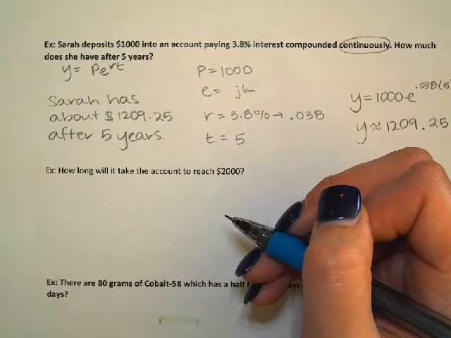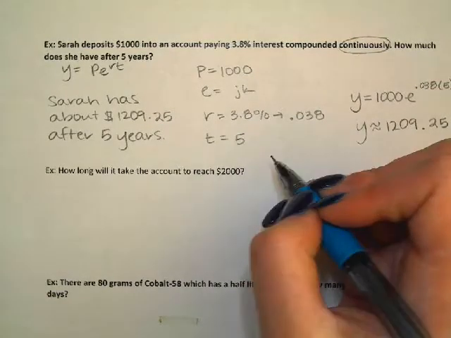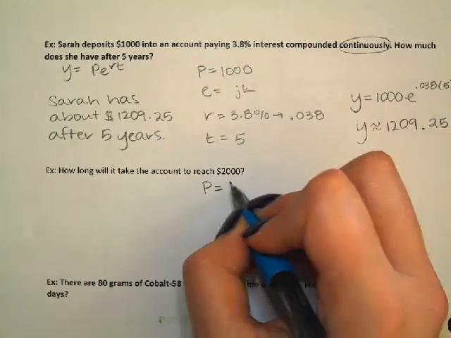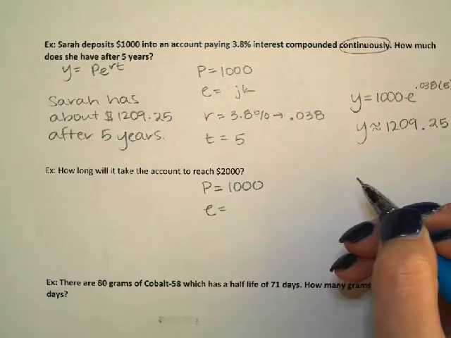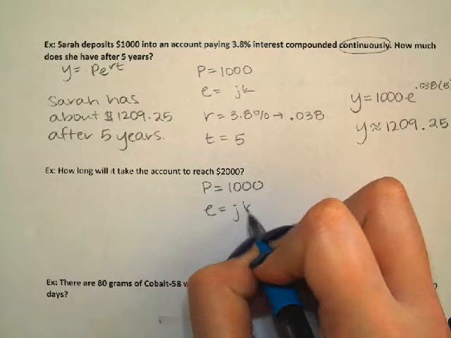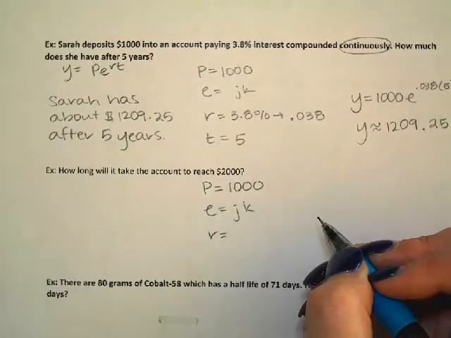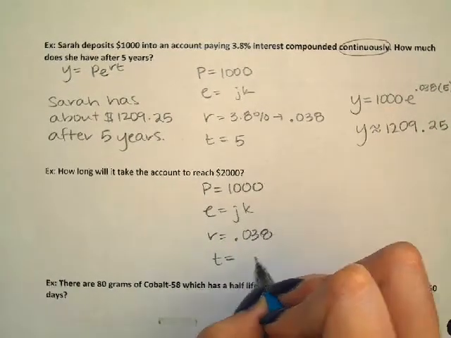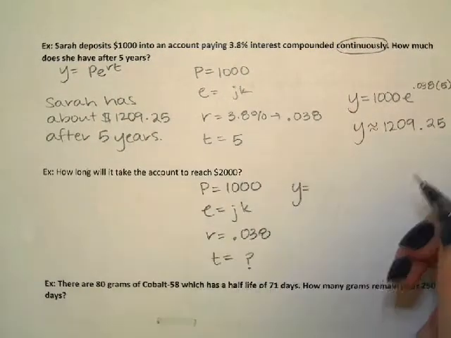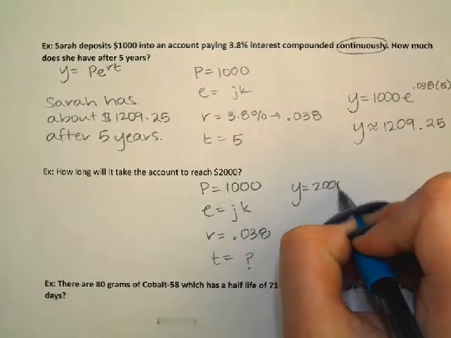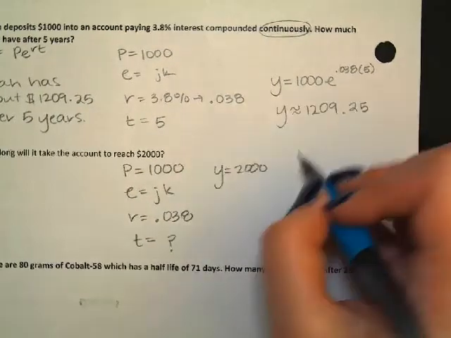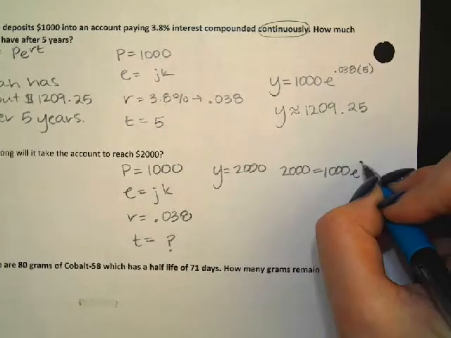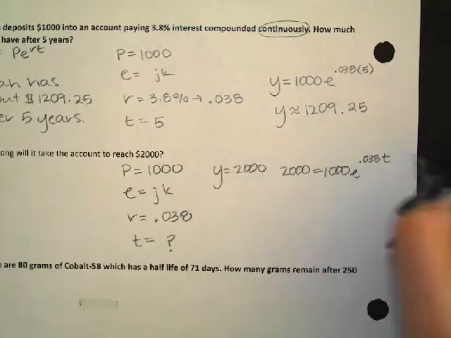All right, how long will it take the account to reach 2,000? So what's the p-value? It's still 1,000. What's the e-value? Still a button on your calculator. What's the r value? Still 0.038. What's the t value? We don't know. Okay, what's the y value? 2,000. Okay, so I'm going to say 2,000 equals 1,000 e to the 0.038 t.